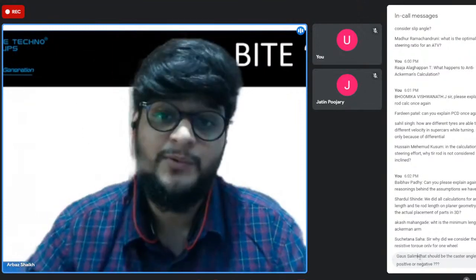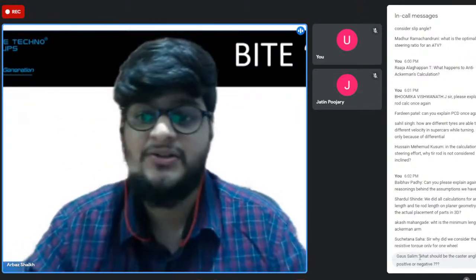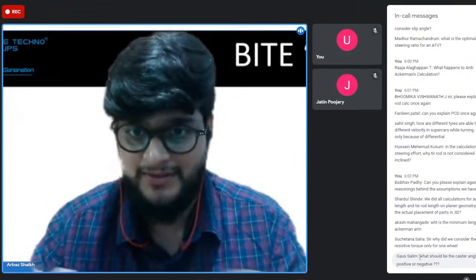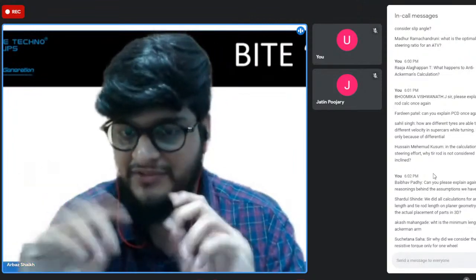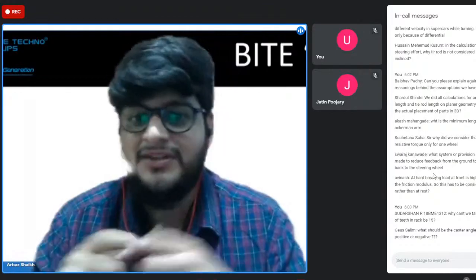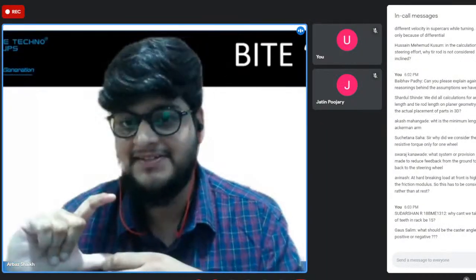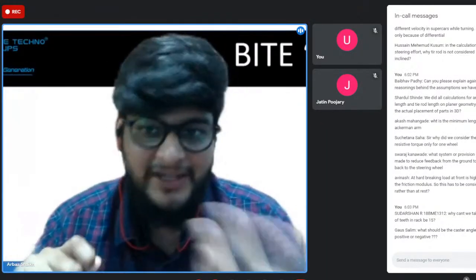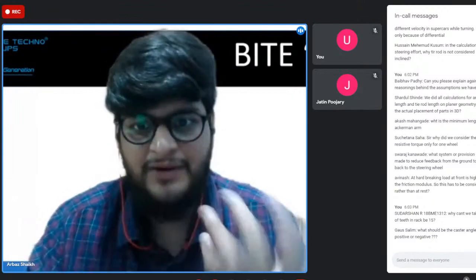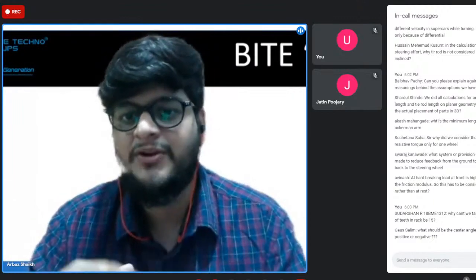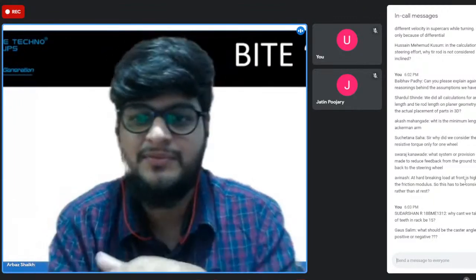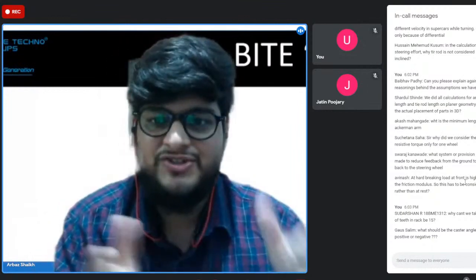Yeah, Shardul has brought up a very good point. Shardul says that we did all the calculations on a planar geometry, right? We consider it to be a flat surface. But when we go into a vehicle, it's going to be a 3D geometry. What in that case? Correct. So all you have to do later on, and nowadays this is done by software, is apply trigonometry when you're lifting up the rack, essentially.